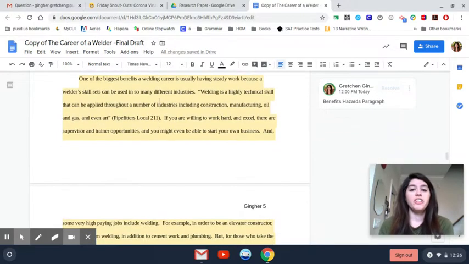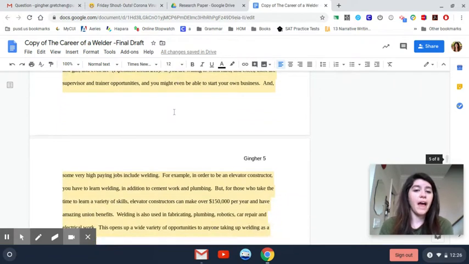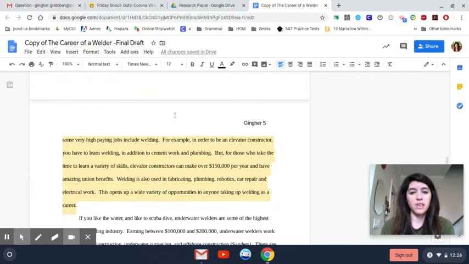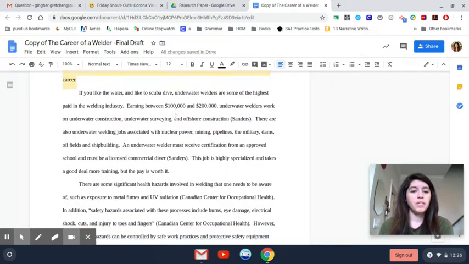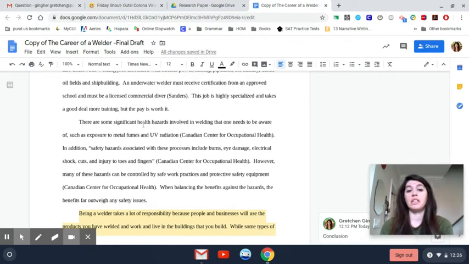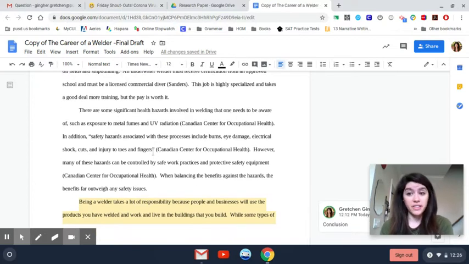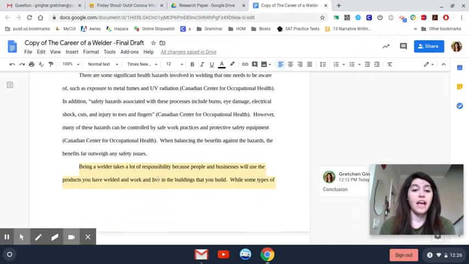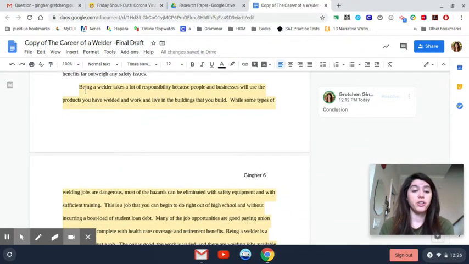Let's see. Now they jump into the benefits and hazards, talking about what the benefits are to being a welder. Jumping down, they separated theirs a little bit: some significant health hazards in welding, such as metal fumes and UV radiation. They're explaining the fact that this job is not super safe. There are a lot of hazards that come with the position. And then they have their conclusion paragraph.